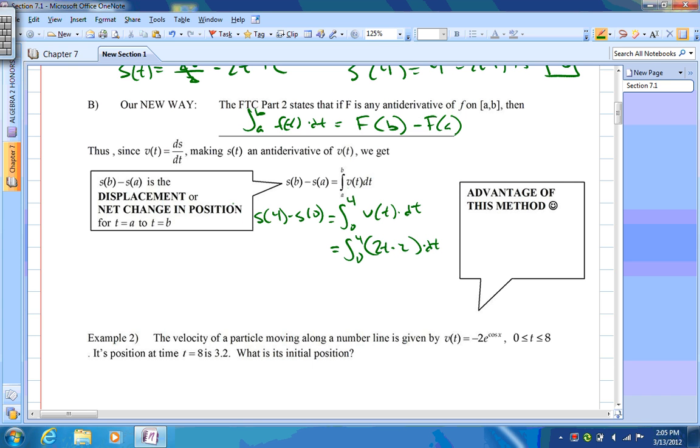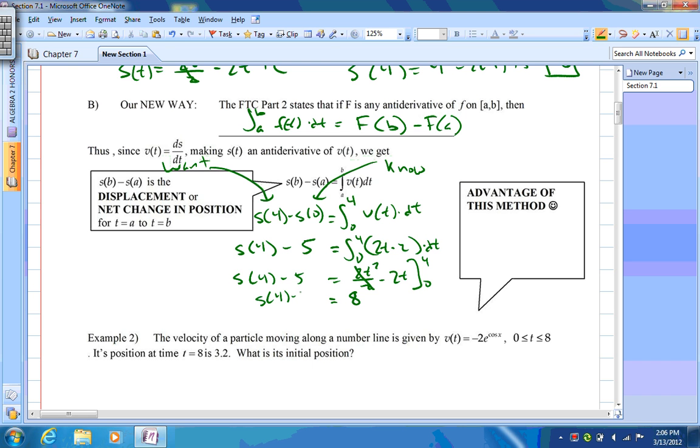And here's the thing. We know this. We want that. So we know s of 0 is 5. And we can integrate the right side. That should be pretty easy to do. 2t squared over 2, we just did it earlier, minus 2t. Plug in 0 and 4, those 2's cancel. So working out the right side, we should just get 8. So s of 4 minus 5 equals 8, and you still get the same answer, s of 4 equals 13.